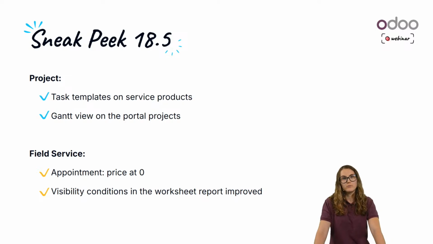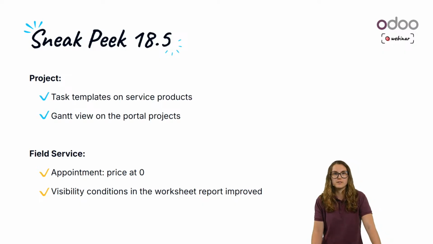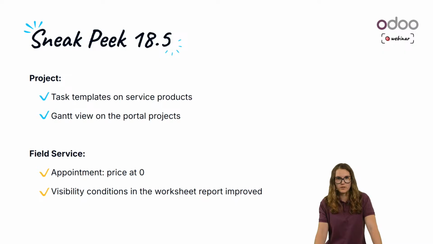So for the project application, you'll have the possibility to configure task templates on service products. So if you need a specific description to be displayed on the task, but you don't want to put it in the description of your sales order lines, you'll be able to determine a task template on the service products.